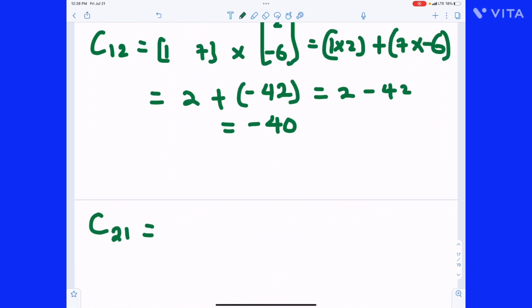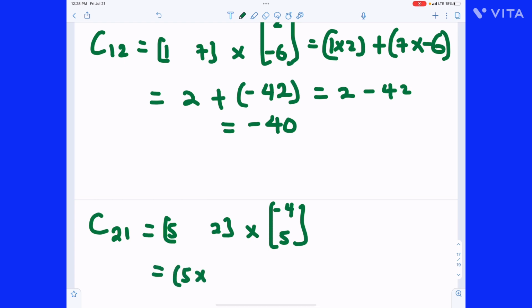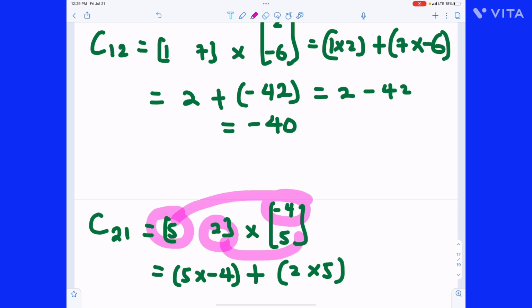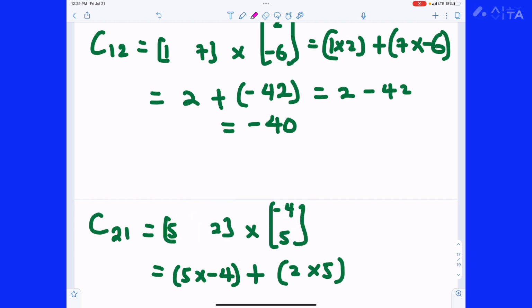So I'm going to do 5, 2 times what? Minus 4, 5. That gives me what? That gives me 5 times minus 4, then added to 2 times 5. You know how we do it. I'll take this, multiply it by this, take this, multiply it by this, and add my answers.